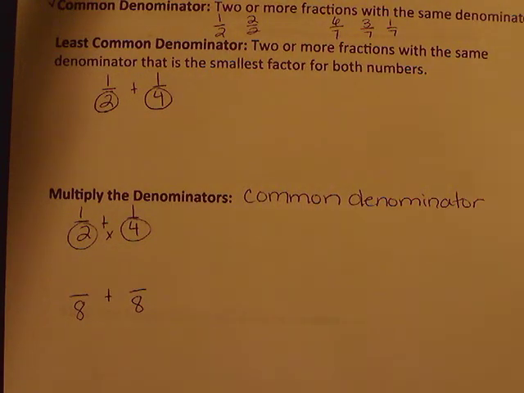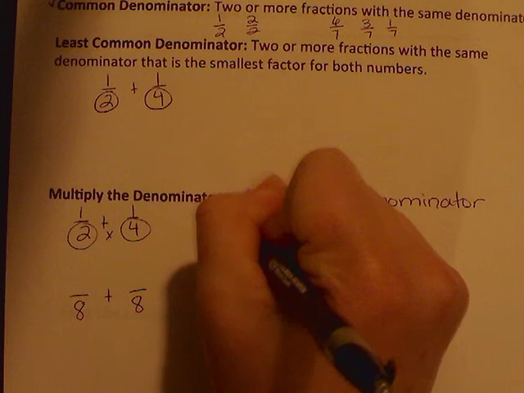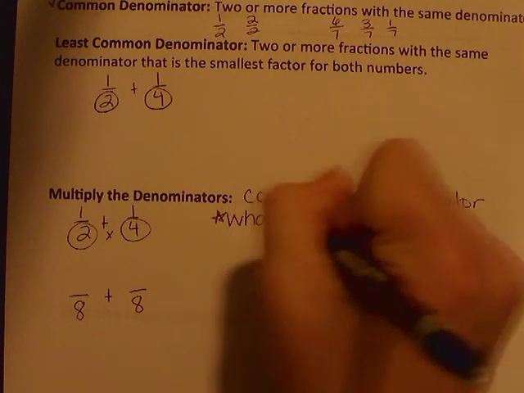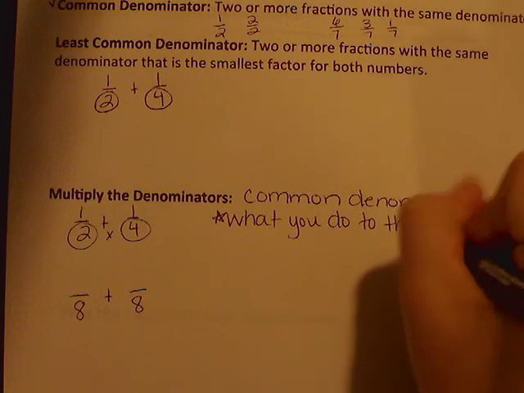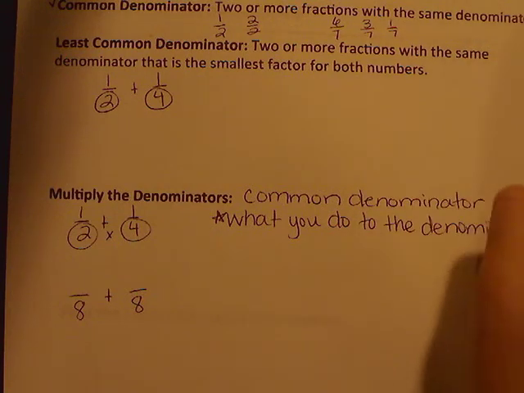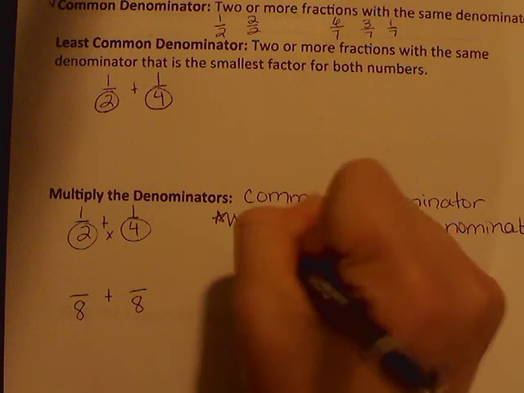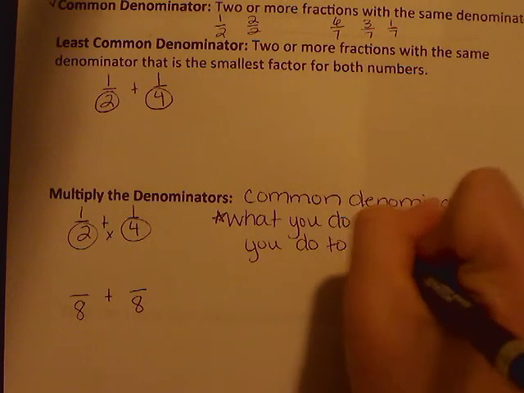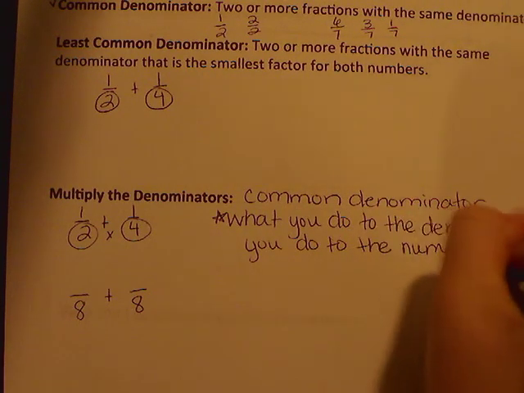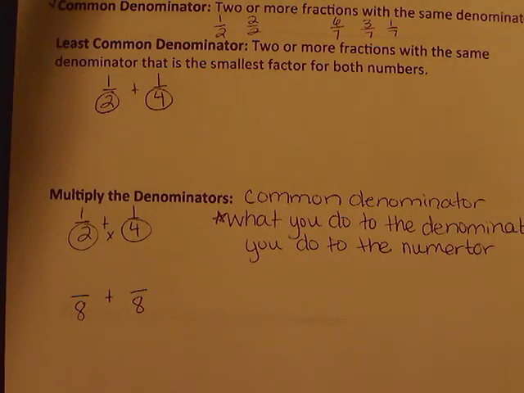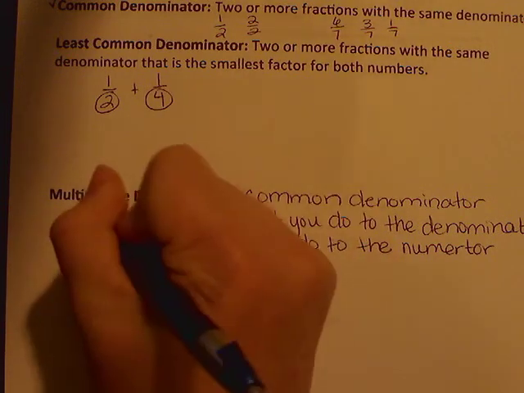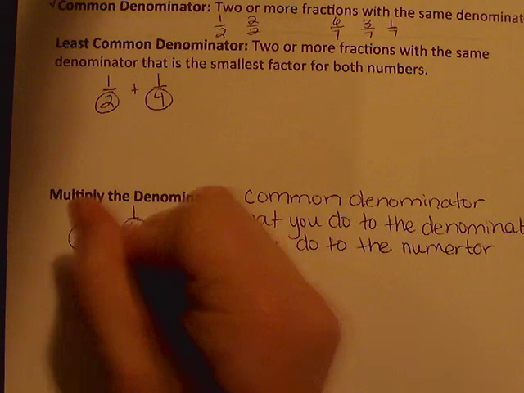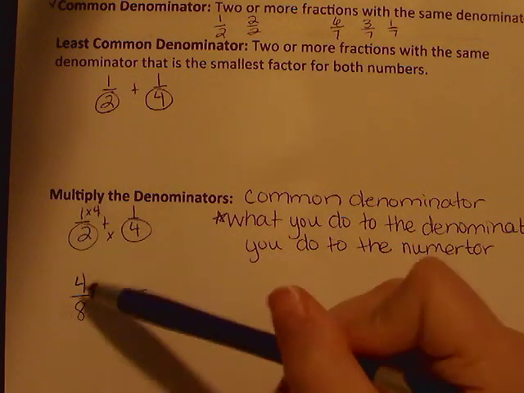So the rule for this, when you multiply the denominators, is what you do to the denominator, you do to the top. So you do to the numerator. That means that if you multiply the bottom by a number, you have to multiply the top by a number. So in this instance, we multiplied 2 times 4 to get 8. That means we need to multiply the top number by 4. So 1 times 4 equals 4. So 1/2 turned into 4/8.